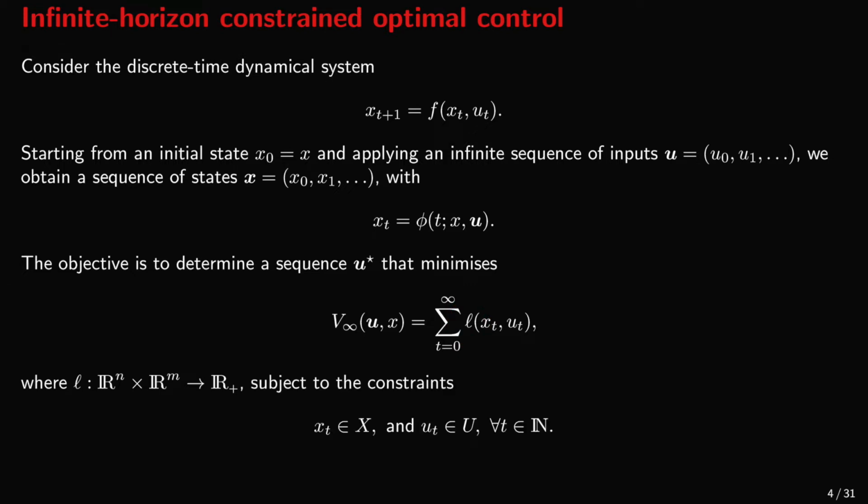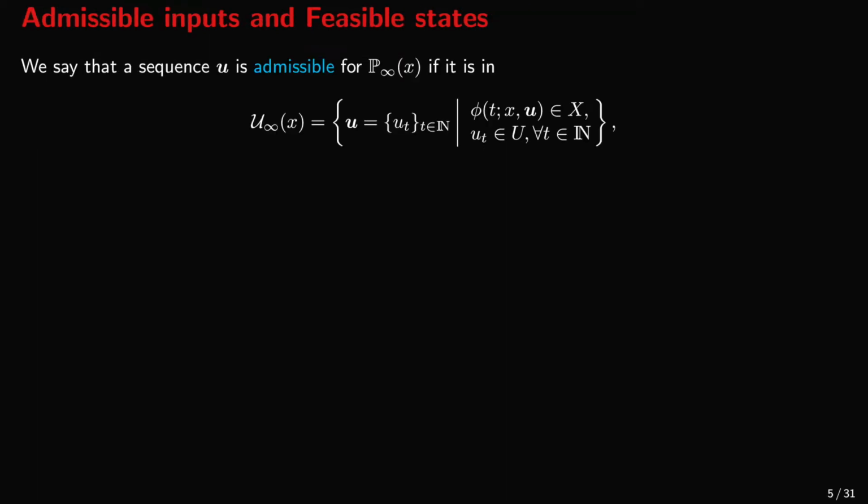The problem needs to be solved subject to certain constraints on the states and inputs of the system. We say that a sequence u boldface is admissible for our optimal control problem with initial condition x0 equal to x if it leads to the satisfaction of all constraints. The set of all admissible sequences is denoted by U calligraphic infinity of x. This is the set of all sequences u boldface whose elements are drawn from U and starting from the state x will retain all future states inside X forever.